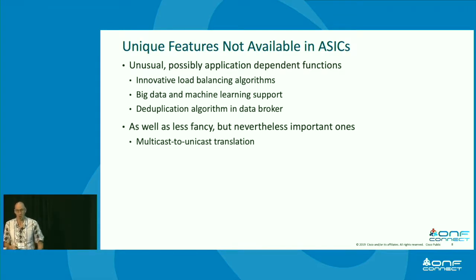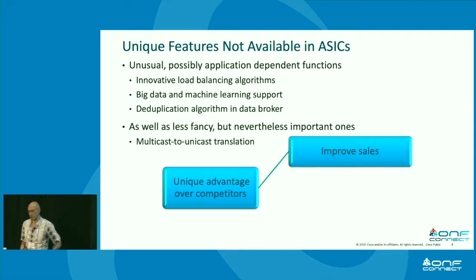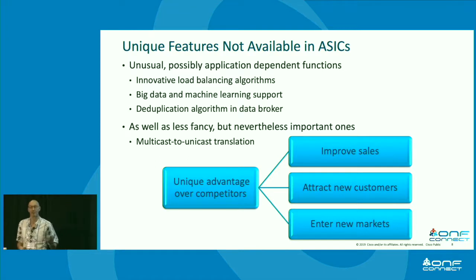thanks to the fact that they are programmable. Or maybe solutions that are not as fancy, maybe not proprietary, but solutions that are not available in any ASIC. Like there is a need from many different markets for multicast to unicast translation. There's basically no ASIC today supporting multicast to unicast translation. Extremely easy to implement with P4. So this is an opportunity that vendors can leverage if they have a switch system based on a programmable ASIC. This can give them a unique advantage over their competitors. They can improve their sales, attract new customers, and enter new markets.